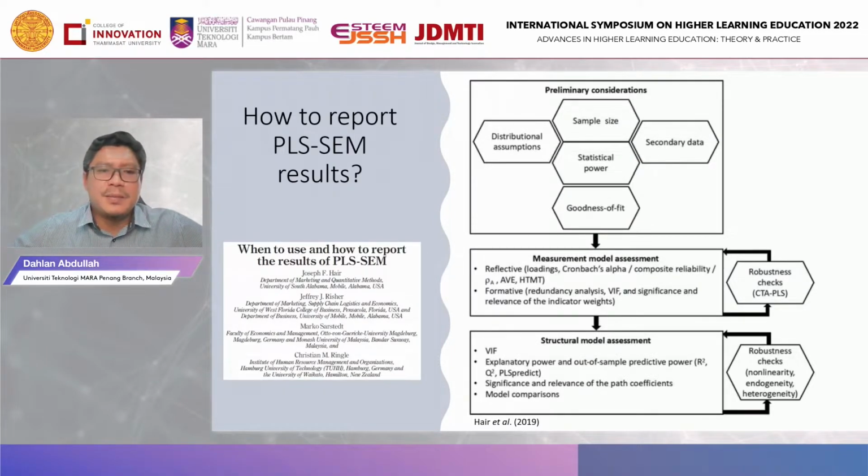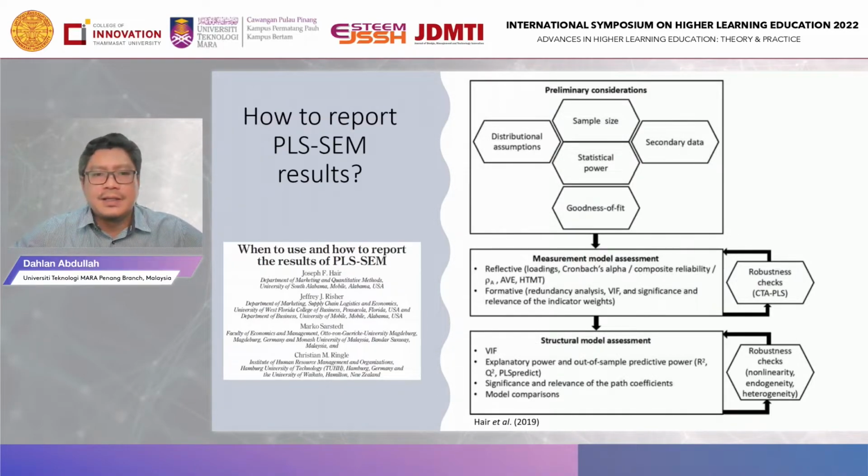And the main reference for this method of presenting PLSM result refers to the method that is being proposed by Hair et al. 2019 in their paper on when to use and how to report the result of PLSM.